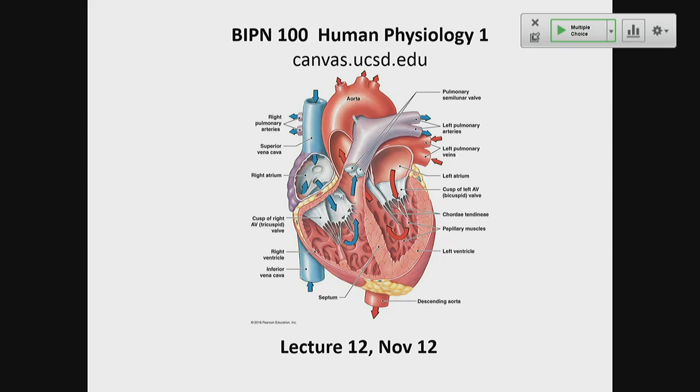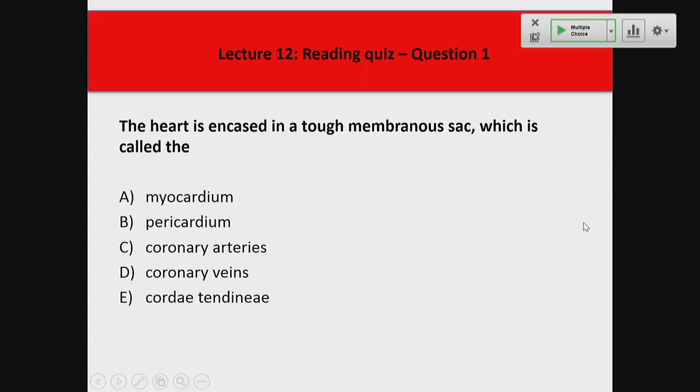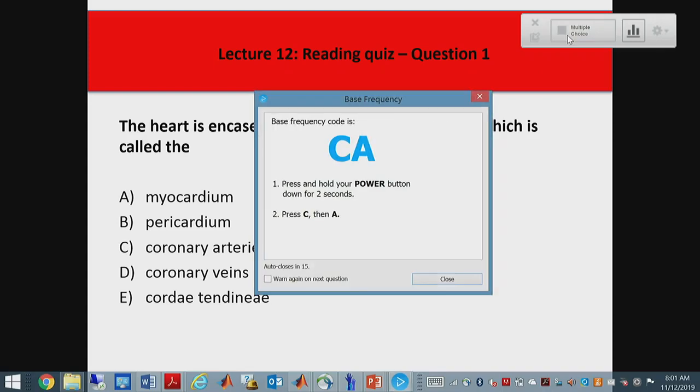After the quiz, I'm going to say a few words about the exam. But right now, we're going to start with the reading quiz. Okay, that's the first question here.